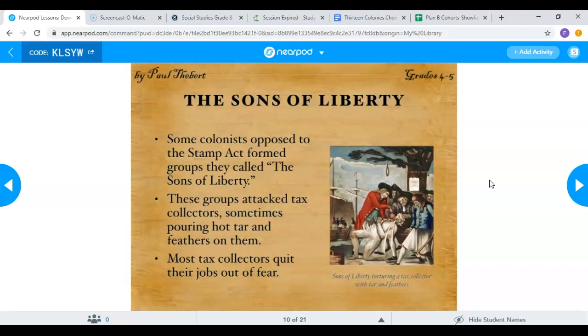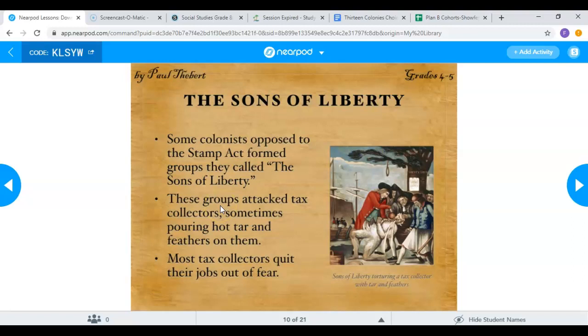So the next slide is about the Sons of Liberty. The Sons of Liberty were a group of patriots, people that wanted to become independent from Great Britain, who did a lot of these kinds of protests. Some were violent, some were not violent, but just really annoying, like the Boston Tea Party. But the Sons of Liberty wanted to oppose the Stamp Act.